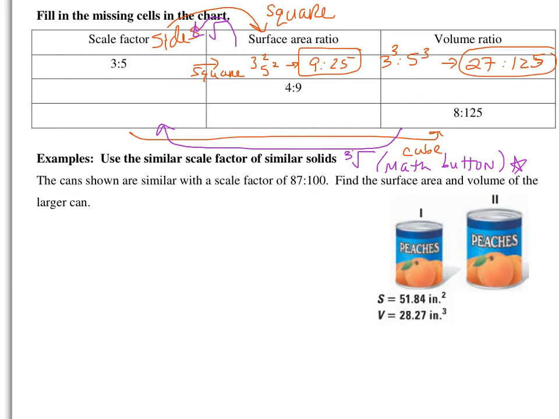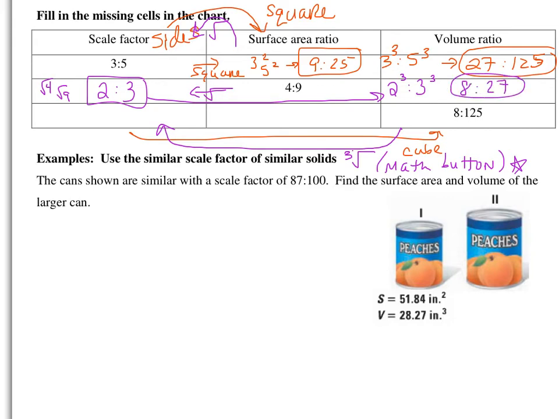All right, so now if we need to go backwards, that's what these next ones are going to be. So going backwards from the surface area to the scale factor, I need to take the square root. So the square root of 4 and the square root of 9, I get 2 to 3. Okay, so then I need to use this to find my volume ratio. So I need to cube each of those numbers, so 2 to the 3rd power and then 3 to the 3rd power gives me 8 to 27.